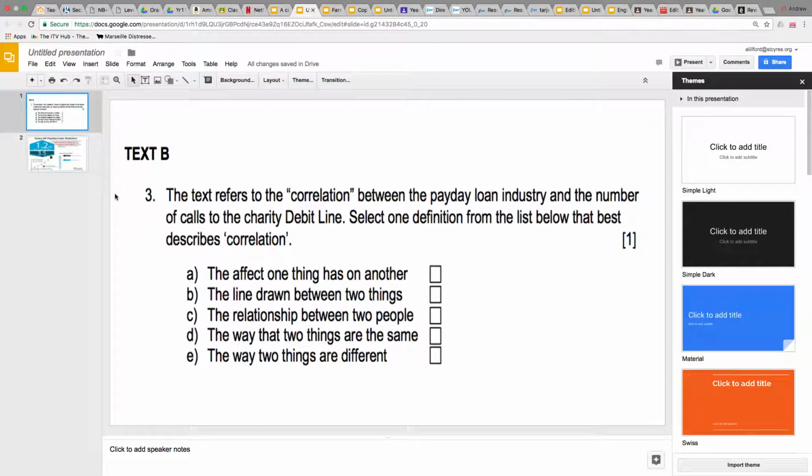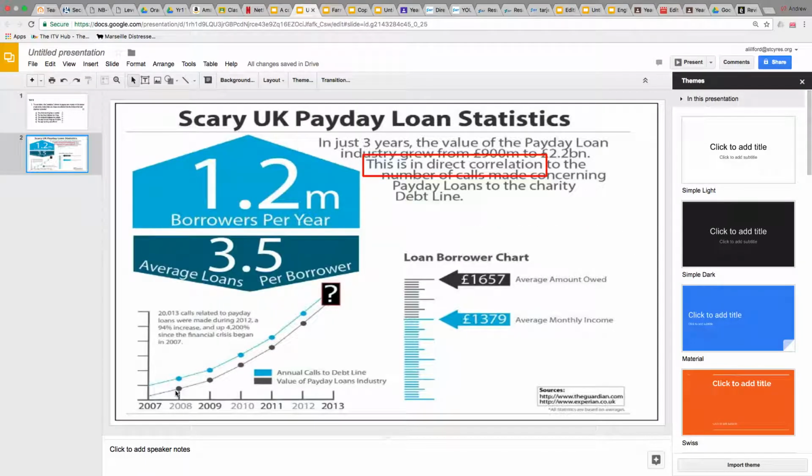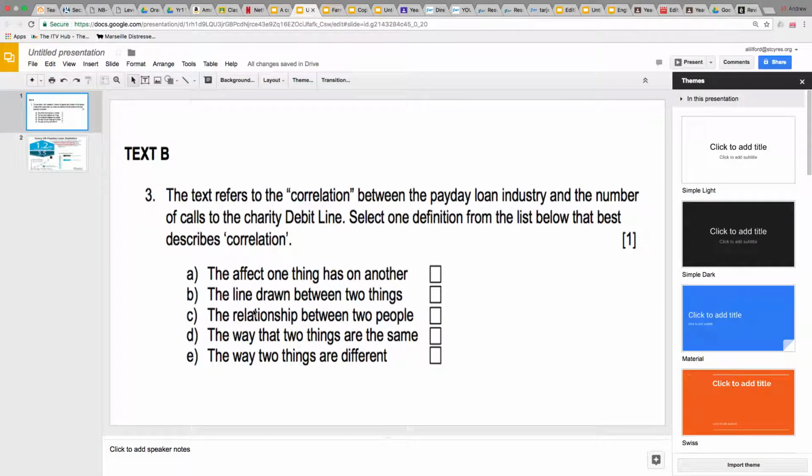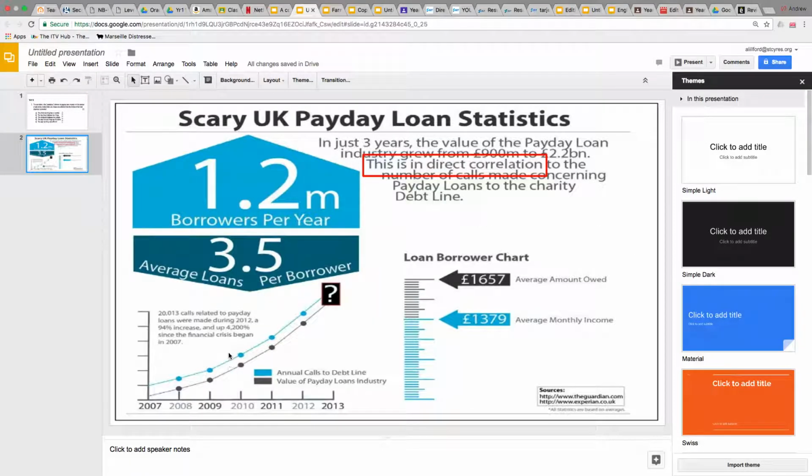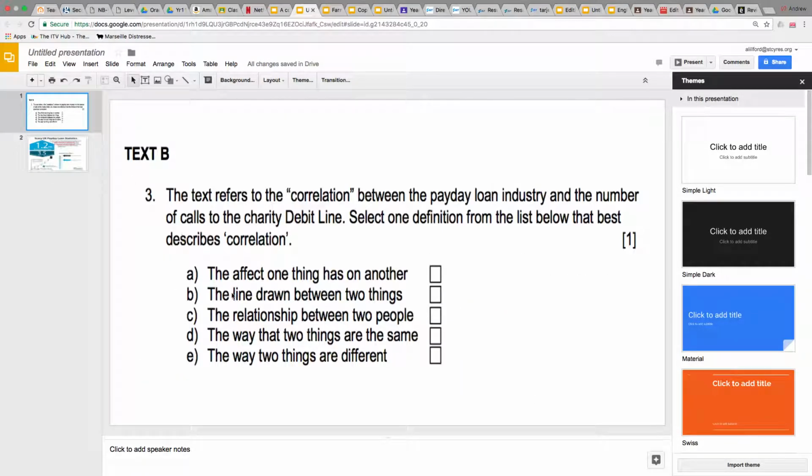If we go back, hopefully we can see that B is what we call a distractor. It's trying to get us into the trap that the correlation is just about drawing lines. Well, that's not true. The relationship between two people, for C, well clearly this isn't about people, it's about money and about calls, so nothing to do with people. So that's got rid of two of our options.